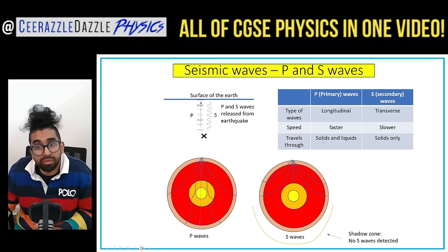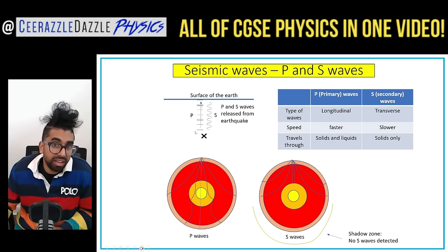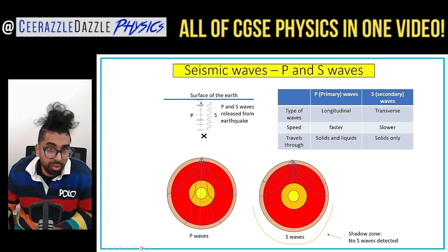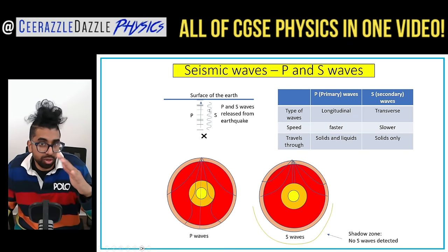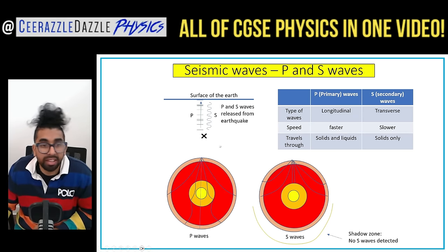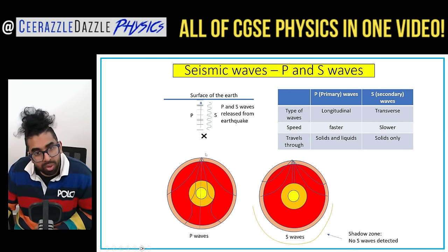The P waves can travel through solids and liquids. The S waves can only travel through solids. And look, I've got this diagram over here. Let's say the earthquake occurs there. P waves will travel upwards and hit the Earth's surface, and S waves will also travel upwards and hit the Earth's surface over here. But let's say we have an earthquake on one side of the Earth over here.